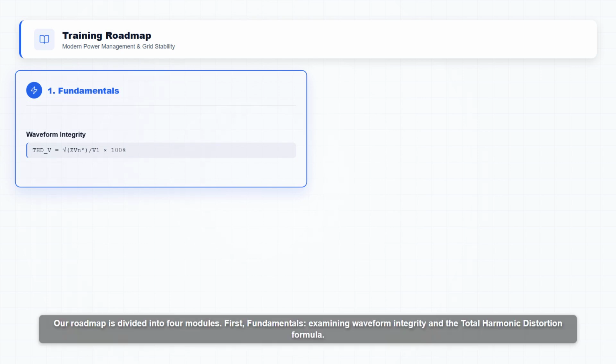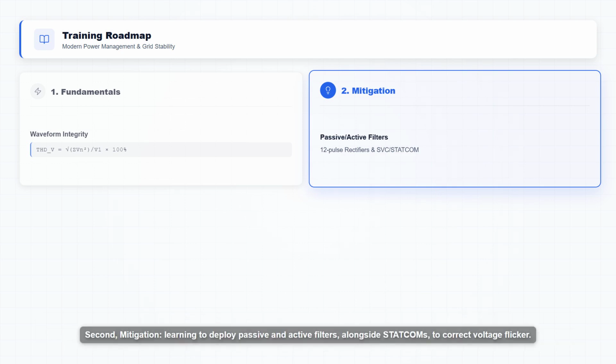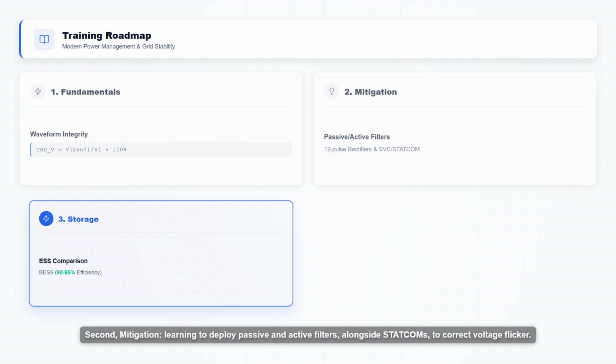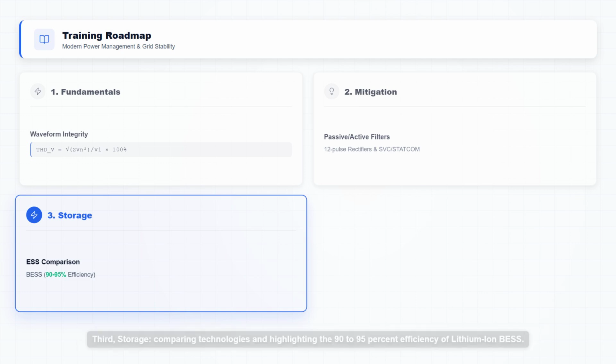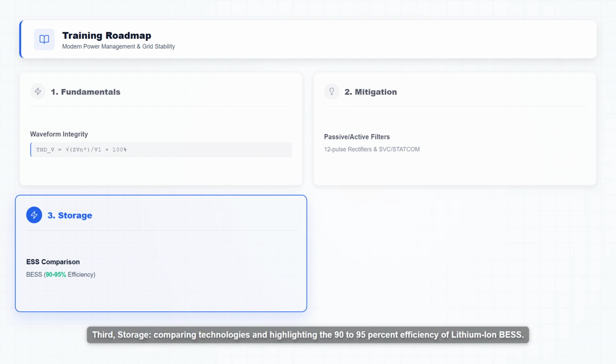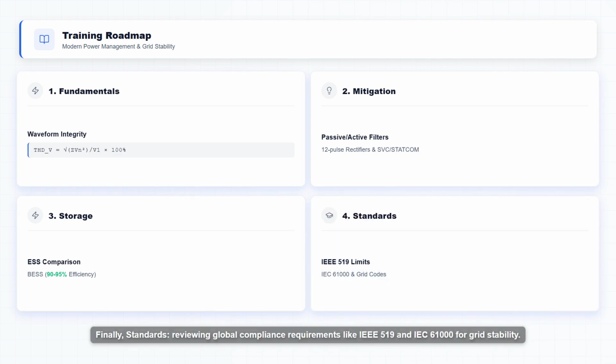First, fundamentals, examining waveform integrity and the total harmonic distortion formula. Second, mitigation, learning to deploy passive and active filters alongside STATCOMs to correct voltage flicker. Third, storage, comparing technologies and highlighting the 90 to 95% efficiency of lithium ion BESS. Finally, standards, reviewing global compliance requirements like IEEE 519 and IEC 61000 for grid stability.